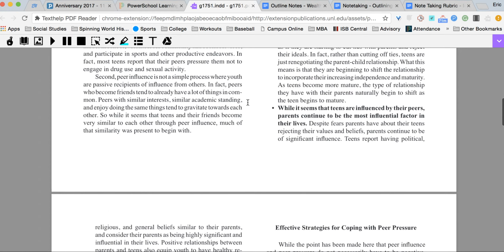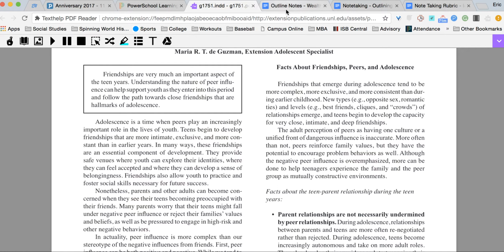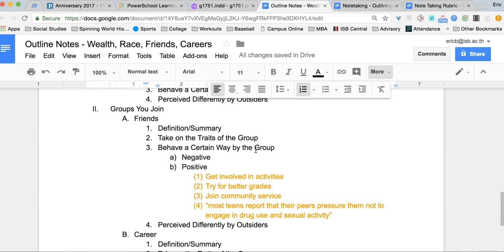But again, I'm not just going to put in random things. I need to put in something from one of my categories, which was behave a certain way, take on the traits of the group, proceed differently with outsiders. Okay, so I'm going to just show you one more document. I could add on to this one a little further, but I just want to show you that.